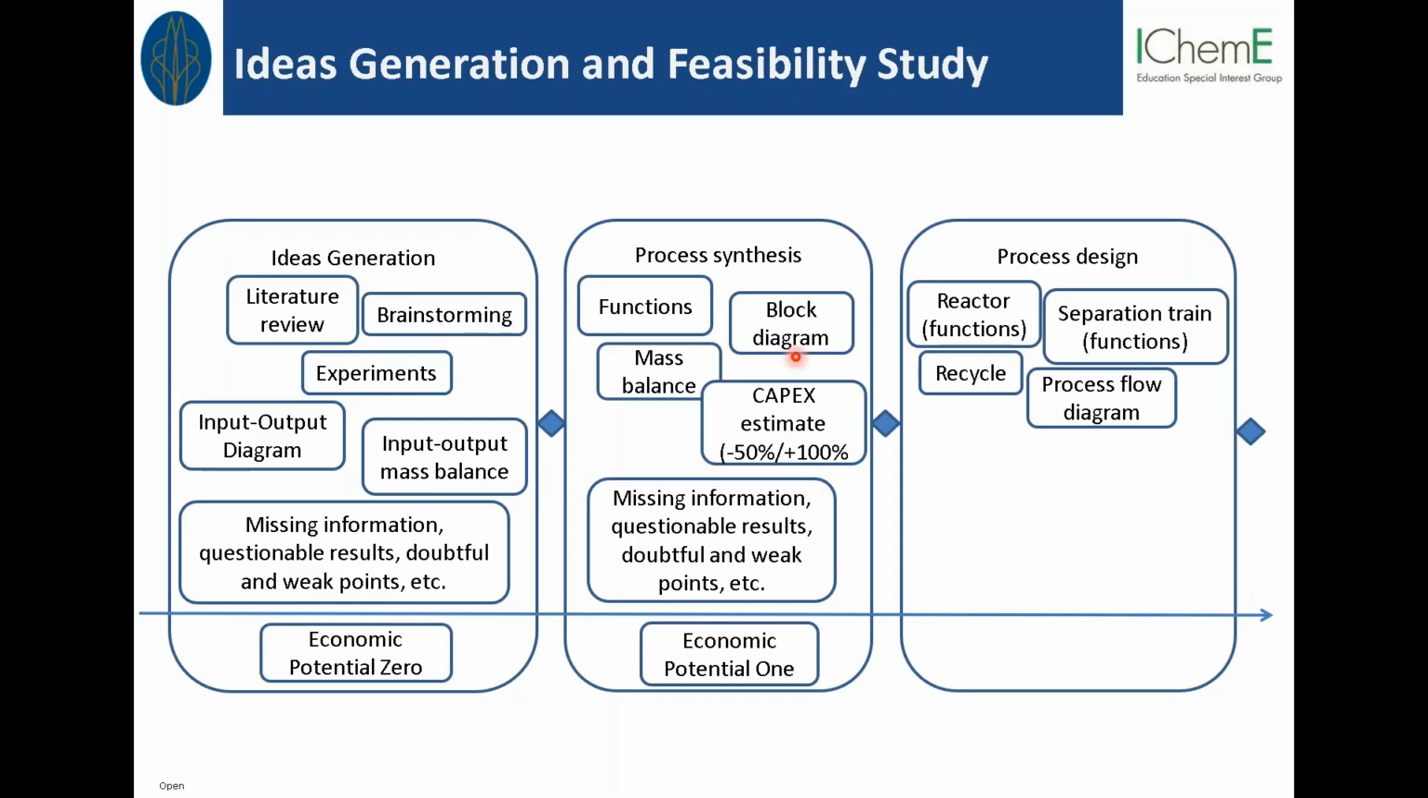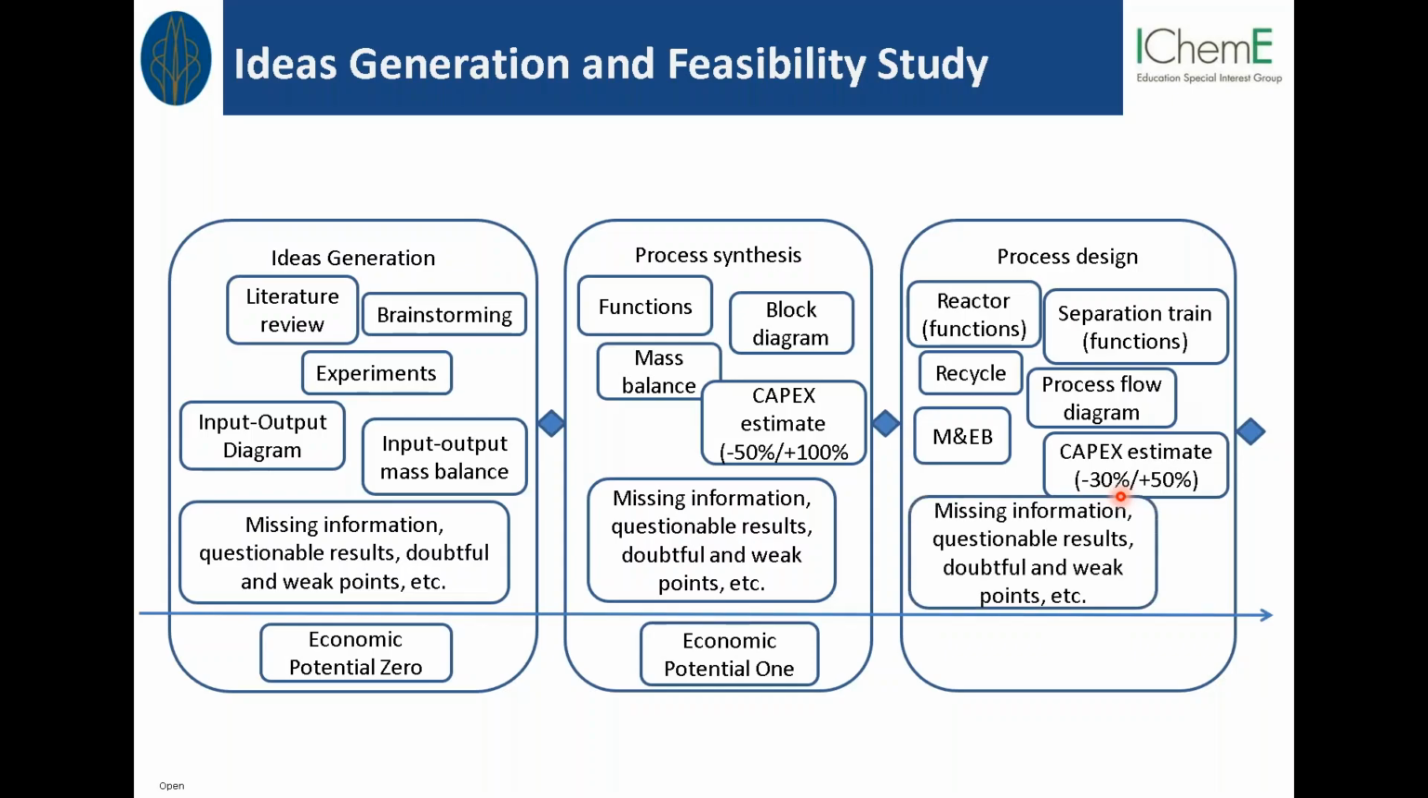And then from this block diagram, if we dig deeper into putting in this new information, we can make our process flow diagram roughly. It's not the process flow diagram in full detail, but just a flow diagram that has more detail compared to the block diagram. And from this flow diagram, we might be able to calculate not only the mass balance, but also the energy balance, because we have specified the type of separation, reactors, and the heating and cooling that we require. Based on this, we can also do a better capex estimate with an accuracy of -30% to 50%. Still, at this point, we still have some missing information, questionable results, and doubtful and weak points.